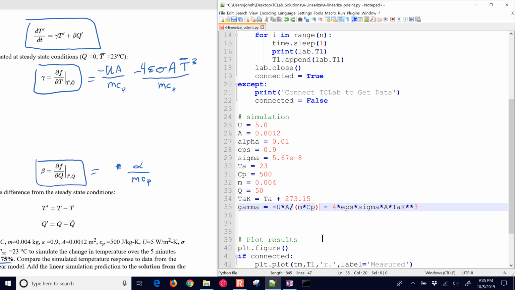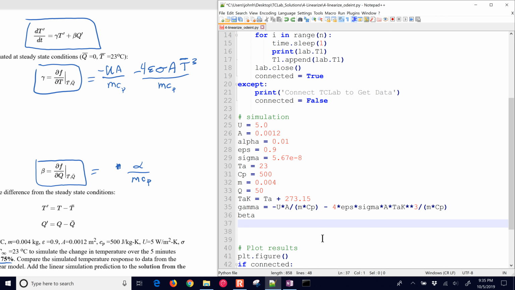And I'm going to divide by m c sub p, which is the mass times the heat capacity, on both sides. So there's my gamma value. And let's do the beta value as well. That's going to be alpha divided by m times c sub p. So I have my linear expression there. I only have two constants, gamma and beta.